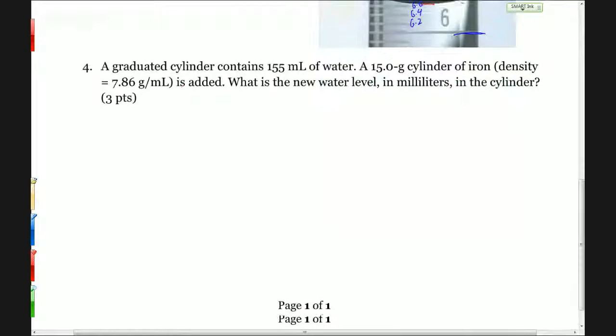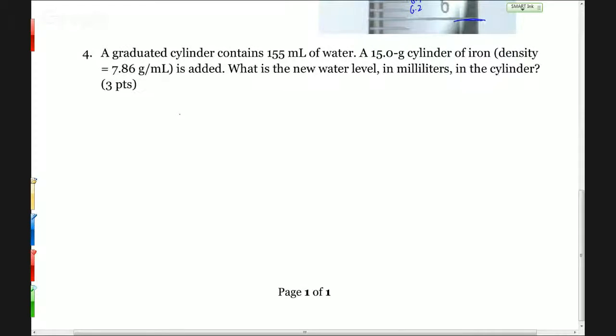All right. And the final question, this is what we did in lab the first day. A graduated cylinder contains 155 milliliters of water. We put in this 15-gram cylinder of iron. What is the new water level in milliliters?